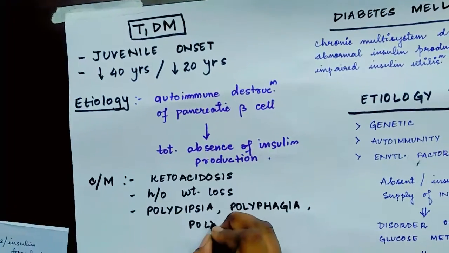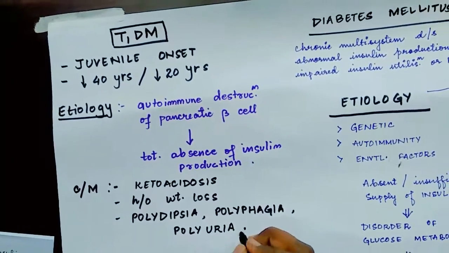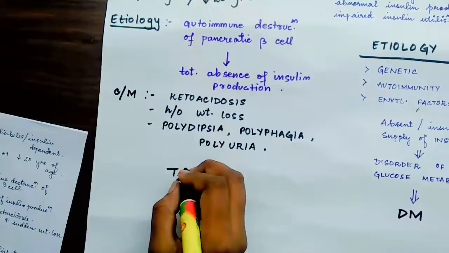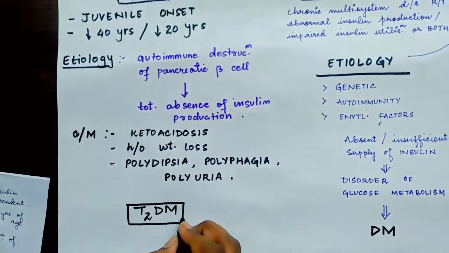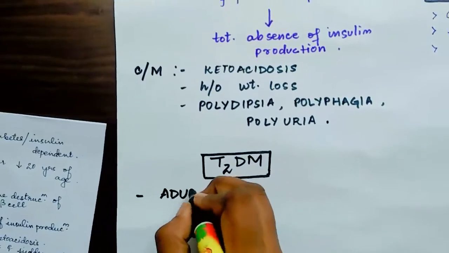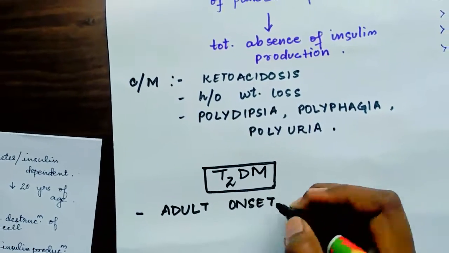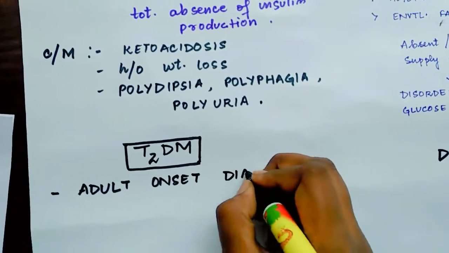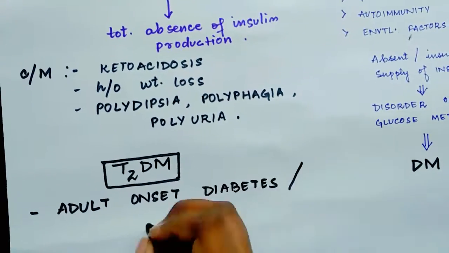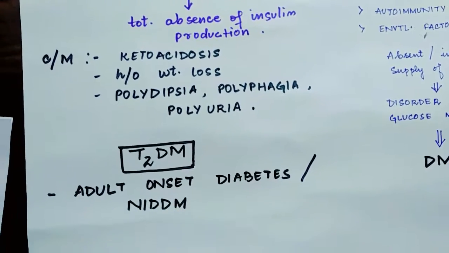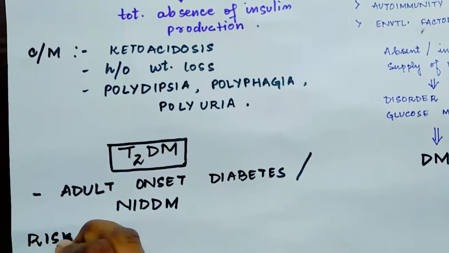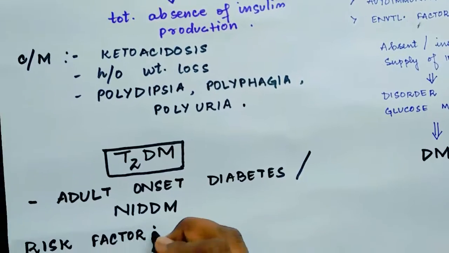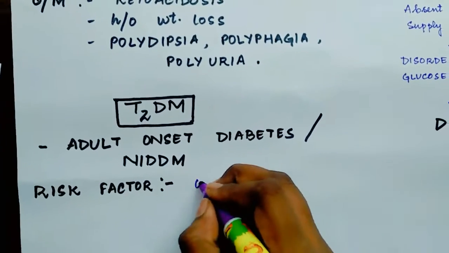Now talking about type 2 diabetes mellitus, it is known as adult onset diabetes or non-insulin dependent diabetes. By far the most prevalent type of diabetes, 90 to 95% of patients. The risk factors are obesity, family history of type 2 diabetes, and being an old age person.